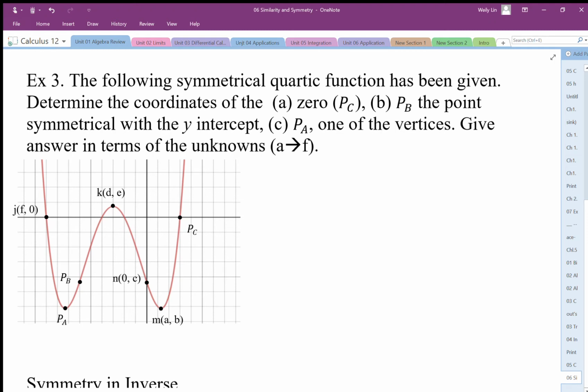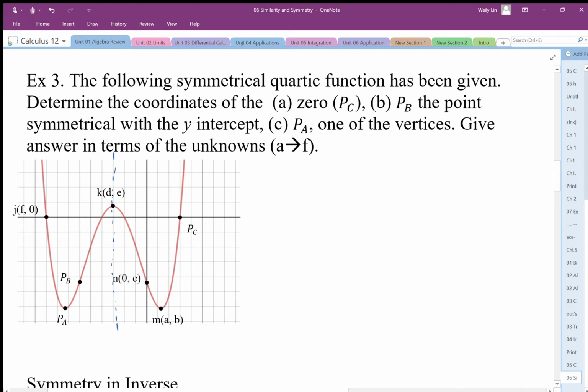So this is a very similar problem to the last one, except this is not a trig function. However, there's lots of symmetry involved in here again. Okay, so I can see that if I draw a line through here, through point D, there is symmetry to the right and left of that point.